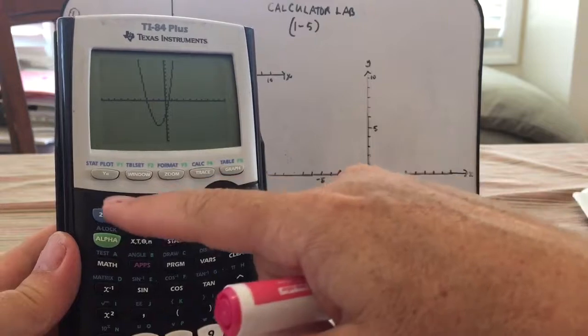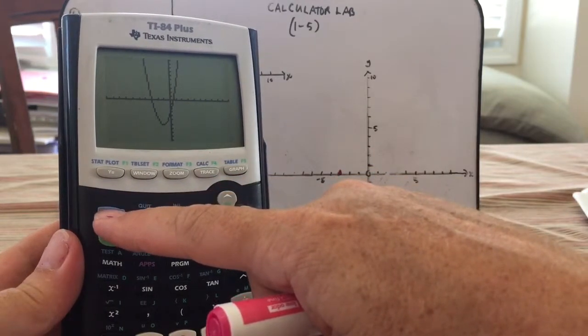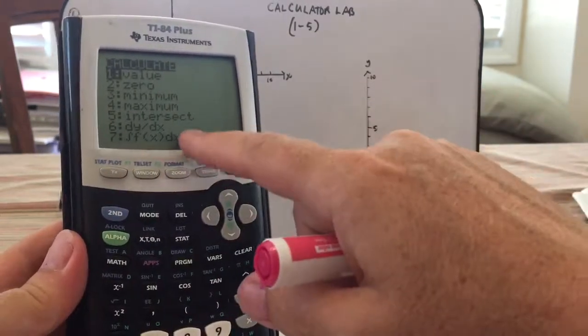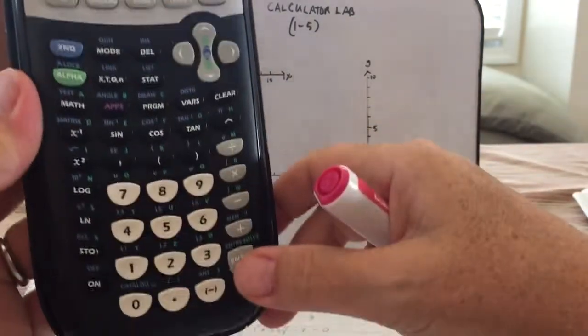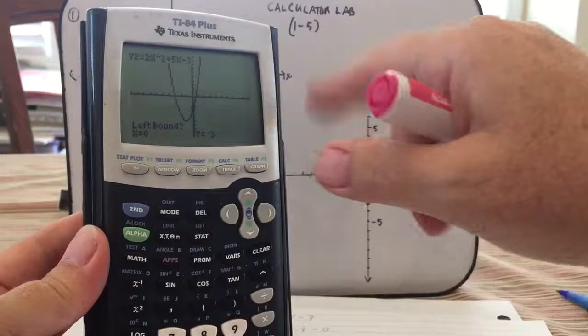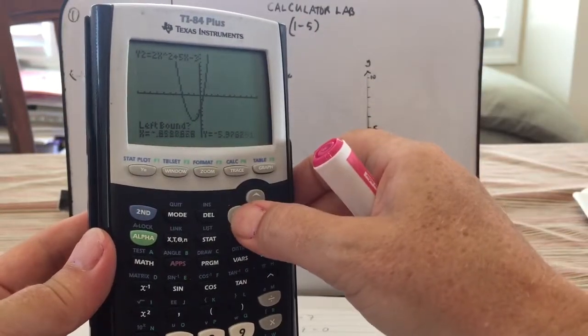I can actually find that. I'll show you real quick how to find that turning point. It's second calc, and I would like to know the minimum. So I'm going to choose number 3. And there could be more than one minimum, so I'm going to scroll to the left.